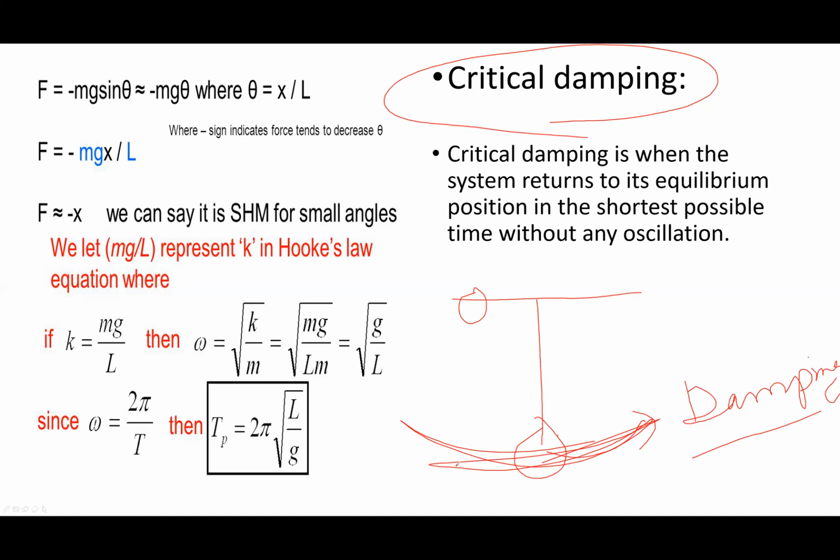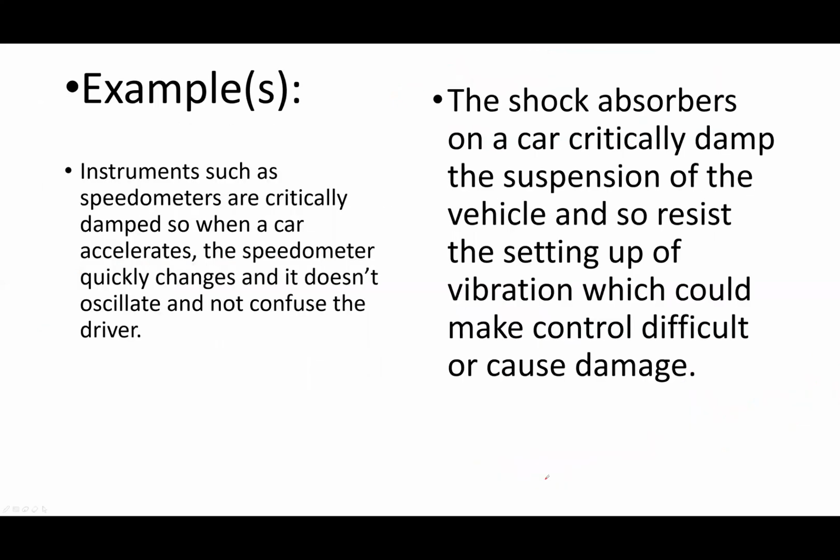If it keeps its oscillation, it is light damping. But if it is displaced from this position to this position and it returns to its position without oscillation, then it is called critical damping. An example is instruments such as the speedometer. When a car accelerates, the speedometer quickly changes and it does not oscillate and confuse the driver.